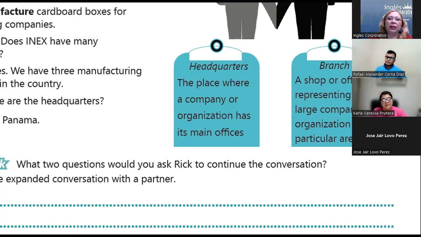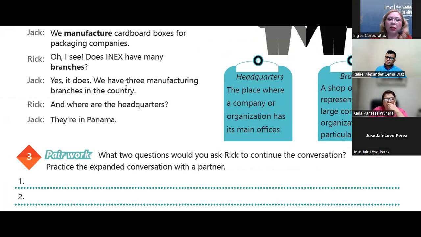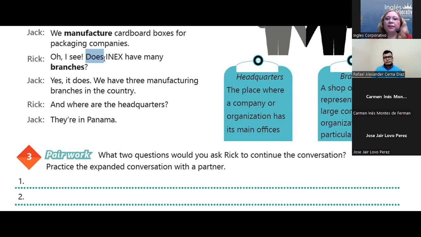Entonces veamos la pregunta que hicieron allí en la conversación. Does your company have many branches? Does your company have many branches? Okay. Acá está esta pregunta. Yes. Okay. Very good. Does INEX have many branches? Veamos cómo contestamos. Como es una pregunta directa, si sí tiene un montón de sucursales, we are going to say, yes, it does. But if it doesn't, we are going to say, no, it doesn't. Okay? In a short question, in a short answer.